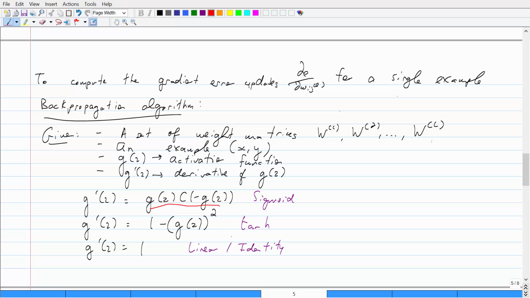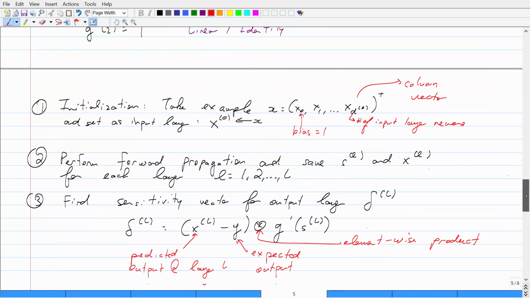Okay? If you wanted to find the derivative of the hyperbolic tan, I'll let you figure it out yourself, but it's simply 1 minus the function itself squared. So that's what the derivative of the hyperbolic tan would be. And if you wanted to find the derivative of the linear activation, it's just 1, because if the activation function is z, differentiating it gives 1. Okay, so that's if you wanted to do regression.